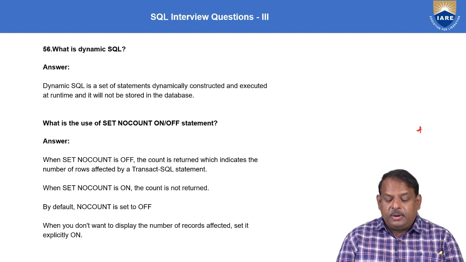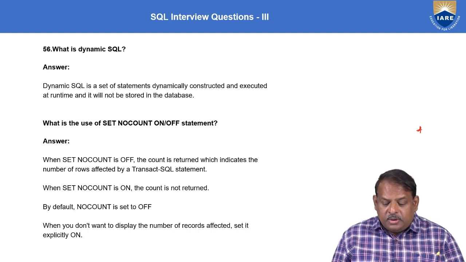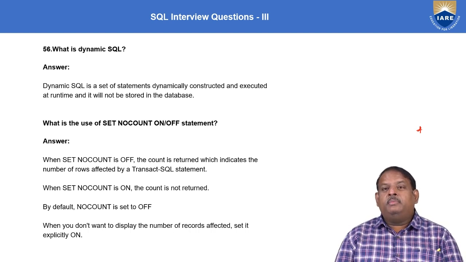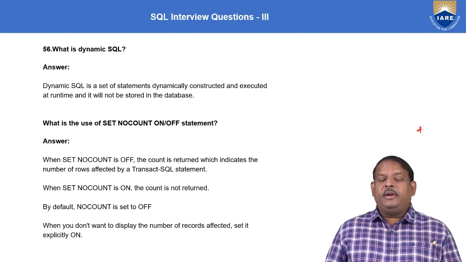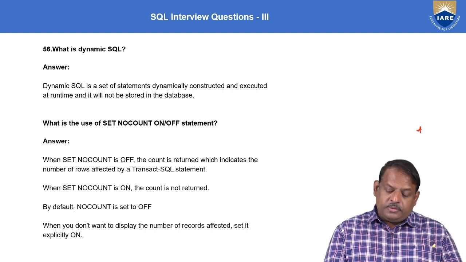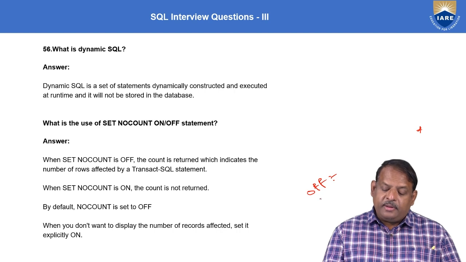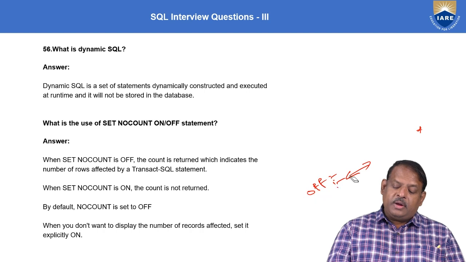When you don't want to display the number of records affected, then you have to make it on. So set nocount off means you'll get the number of rows affected by the SQL query. If you make it on, you will not get how many rows are affected, and by default it is off.